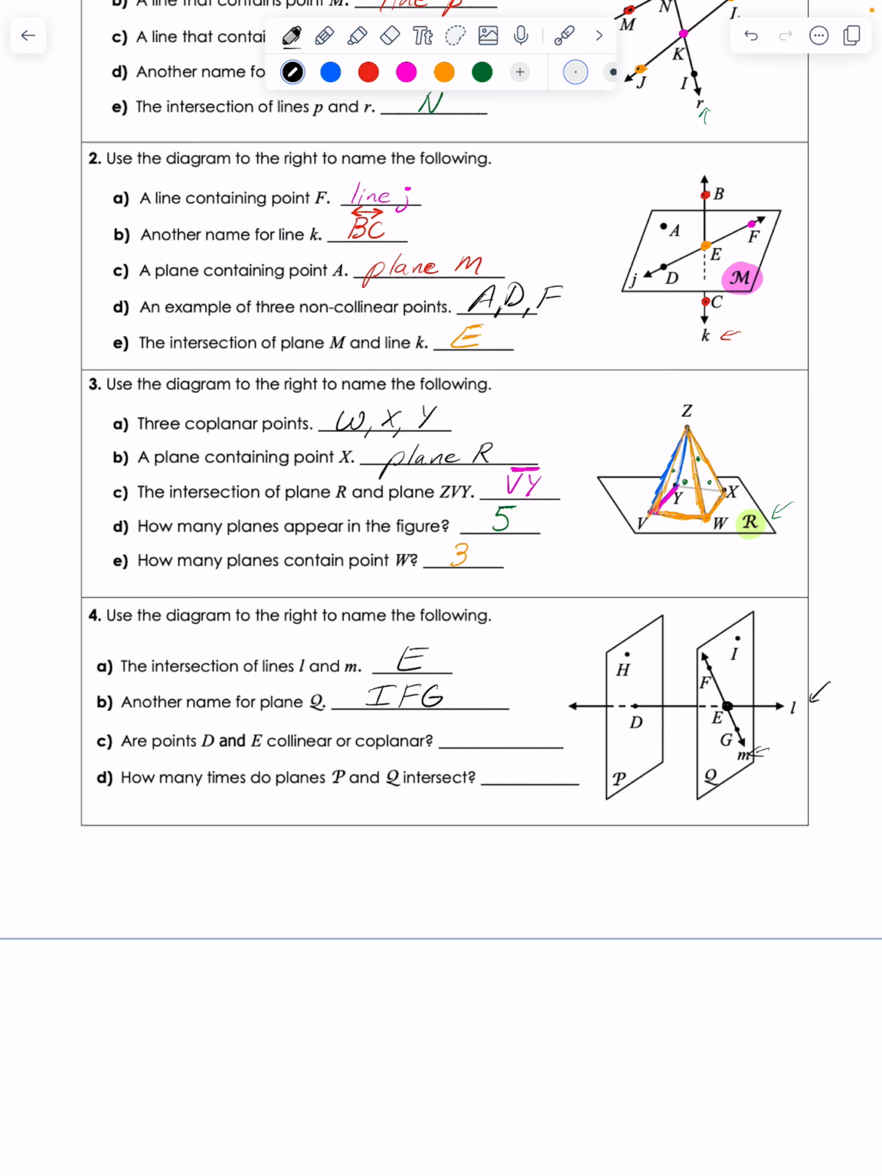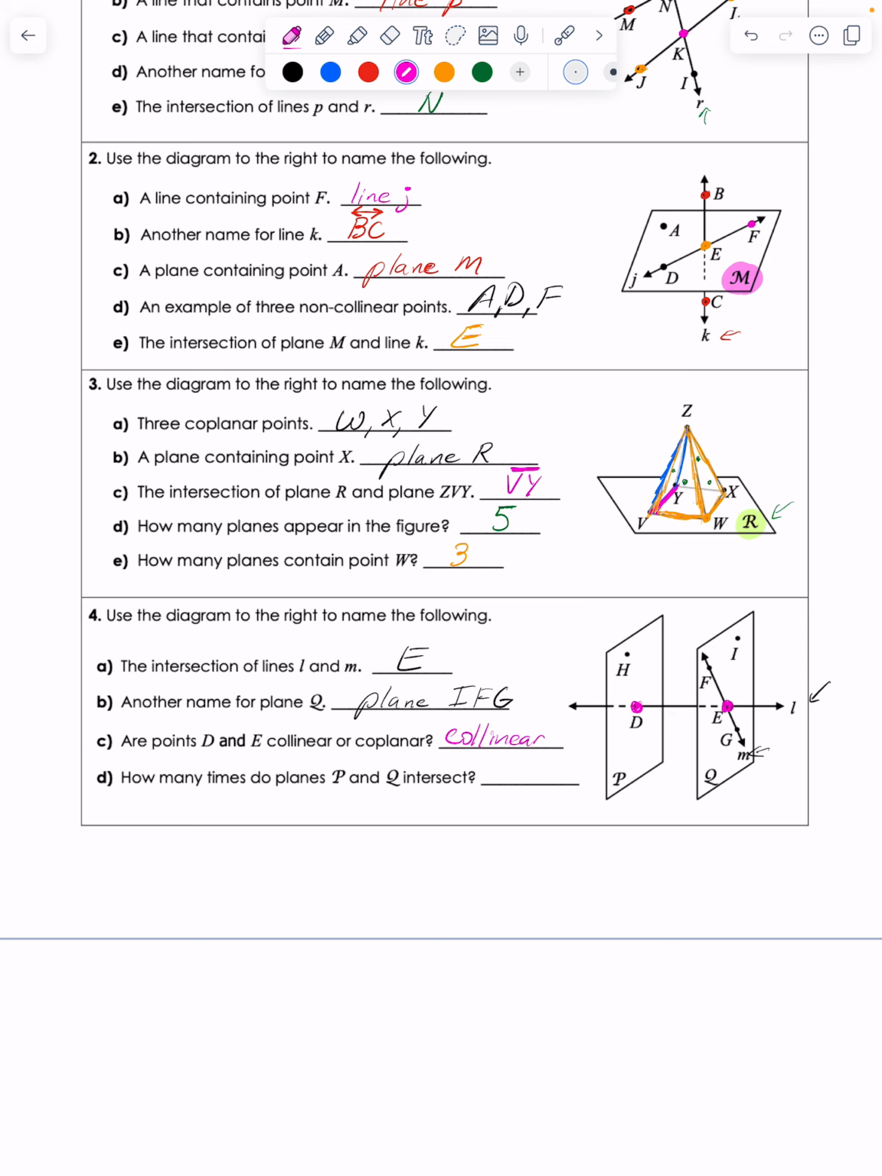All right, and you know what I should do? Let me put plane in front of that. So plane I, F, and G. Okay, are points D and E collinear or coplanar? Okay, so where's D and E? So we have D is here, and E is here. If they were coplanar, they would have to be on the same plane. They're not, but they are on the same line, so they are in fact collinear.